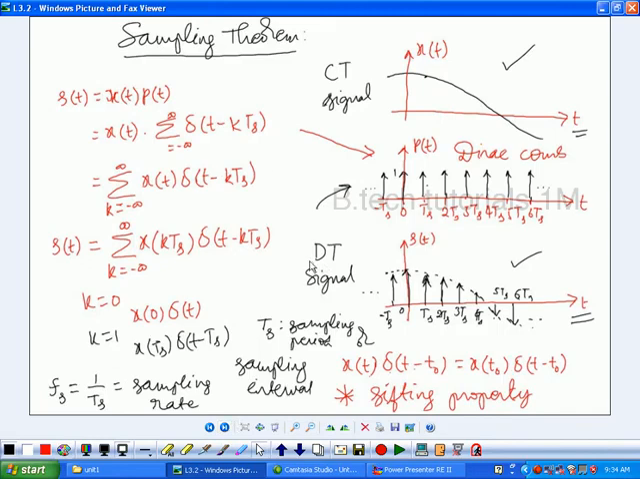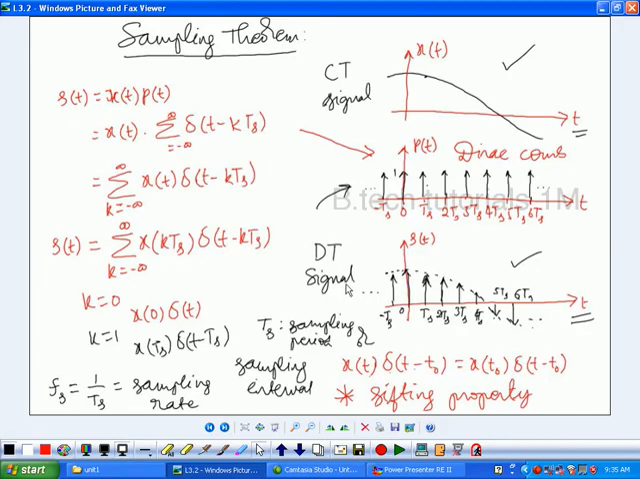In the previous class, I briefly introduced the sampling process. So this is a continuous time signal or analog signal. If you multiply this continuous time signal x of t with a Dirac comb, we can obtain this signal. Okay? So this s of t is called the sampled version of the continuous time signal. So here this s of t is the discrete time version of the continuous time signal x of t. So that's why we call this the DT signal.